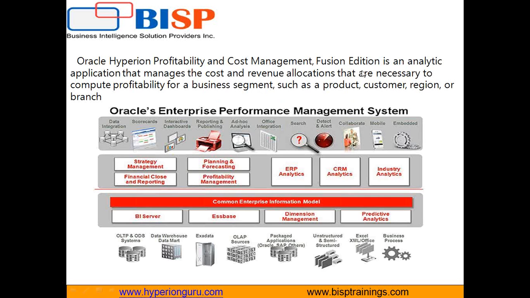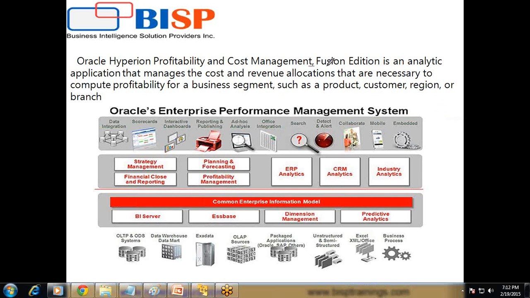So HPCM is one of the products from Fusion Edition, and as it is mentioned over here, it's an analytical application which is designed primarily to manage cost and revenue allocation, which in turn helps organizations to calculate profitability. Profitability with respect to different products, different segments, different customers, different business verticals. This is what HPCM does.